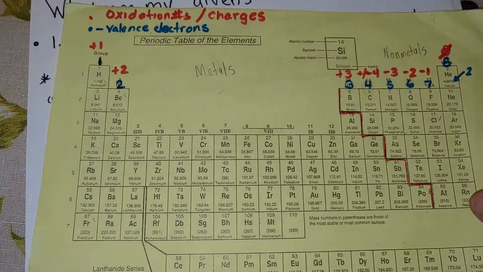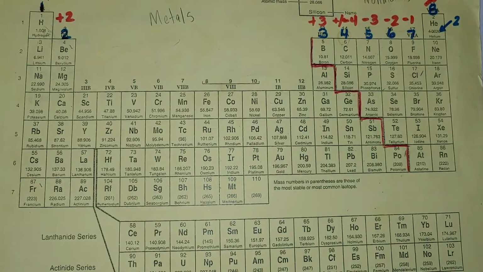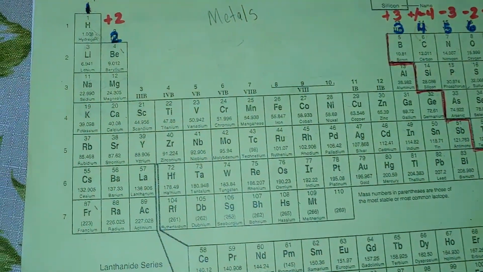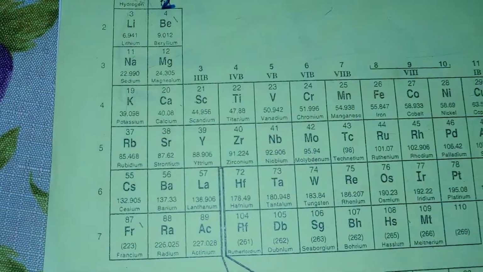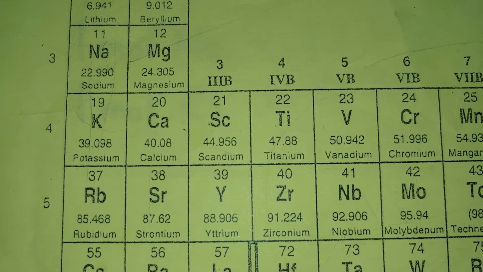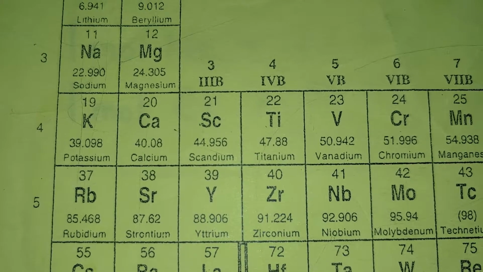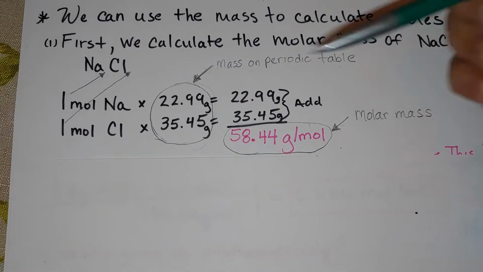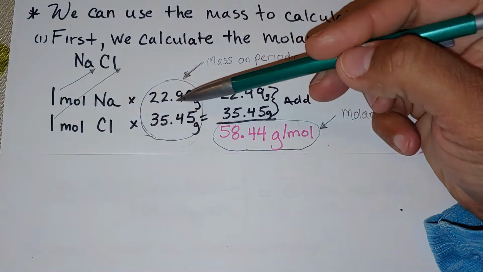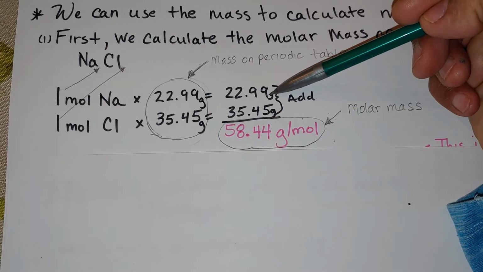So here's a periodic table that you guys were given, and we're going to take a look at sodium. And if we look at sodium, you're going to see that the mass is 22.990, which I'm just going to round to 22.99. Okay, and there it is. So I'm going to multiply the 1 by 22.99, and it gives us, again, 22.99.